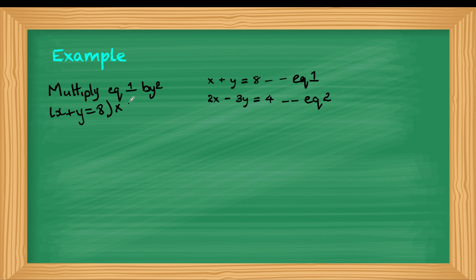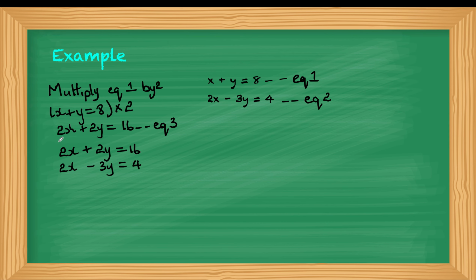multiply by 2, I will end up with 2x plus 2y is equal to 16. Now when I rewrite, I'm going to rewrite the new one, and I'm going to call this equation 3. So I'm going to write equation 3 now, which I just got, with my equation 2. So that's 2x minus 3y is equal to 4.